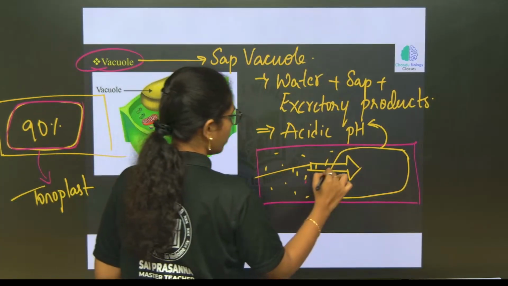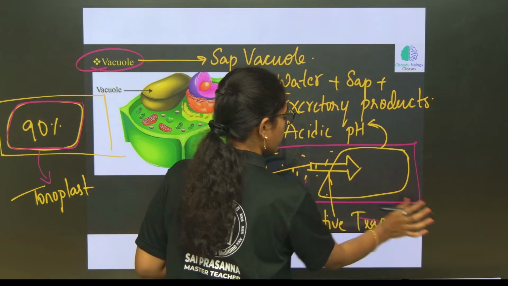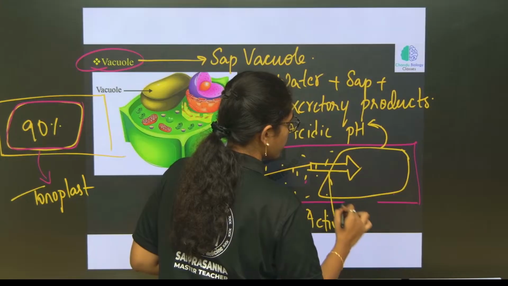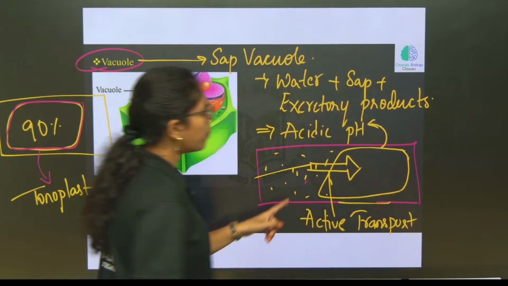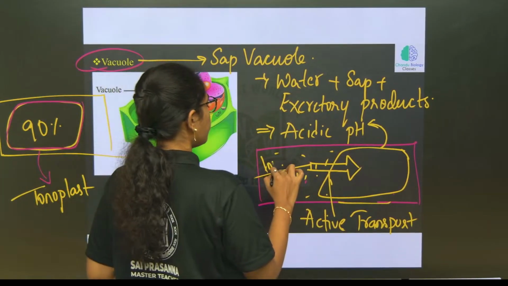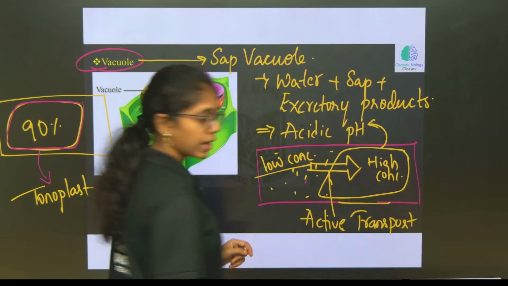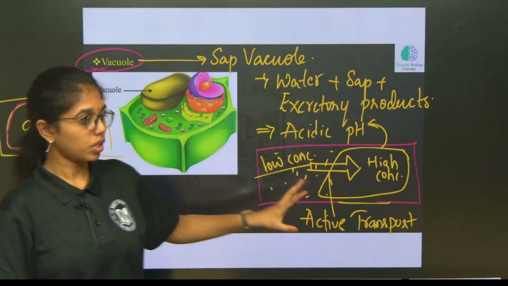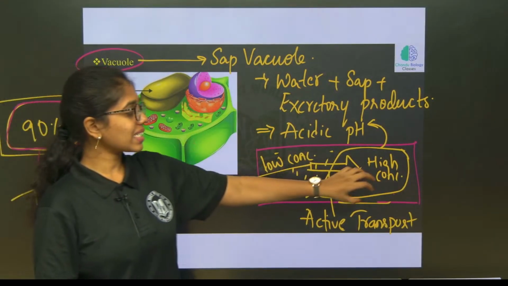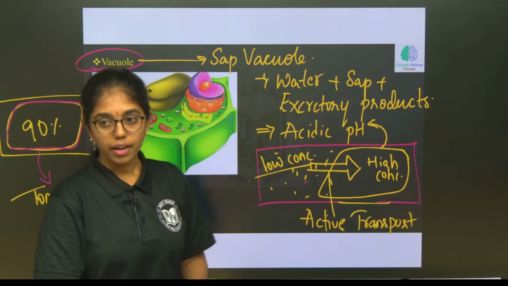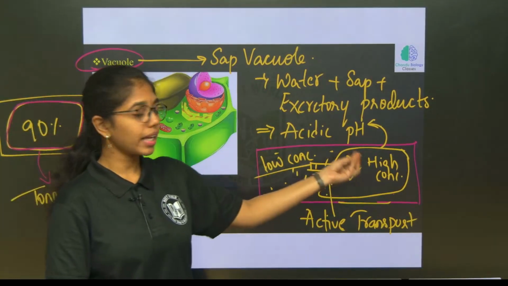What mode of transport? Active transport. Active transport because the molecules are being transported from low concentration to high concentration. Clear, right? From low concentration to high concentration. So, this is the activity of what? Sap vacuole inside the plant cell. This acts like a complete deposit of the cell, where all the excretory materials which are present inside the plant cell are deposited into the vacuole.